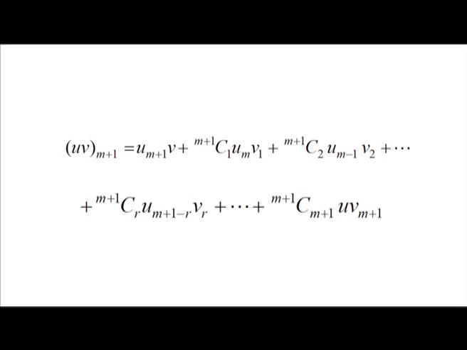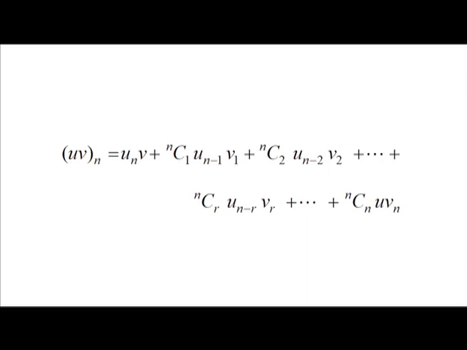Hence, the result is true for n = m + 1. Hence, by the principle of mathematical induction, the result is true for all natural numbers n. That is, for all n in N, we have (uv)n = un v + nC1 u_{n-1} v1 + nC2 u_{n-2} v2 plus etc., plus nCr u_{n-r} vr plus etc., plus nCn u vn. This completes the proof.